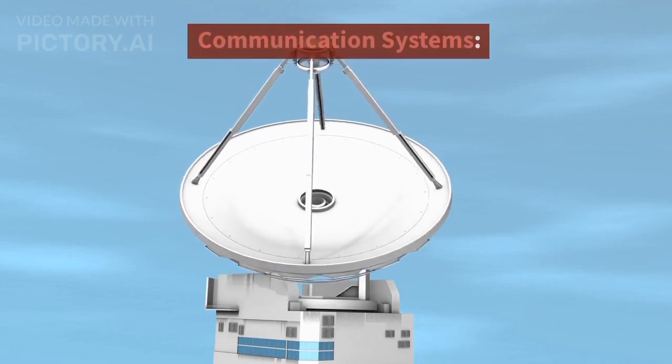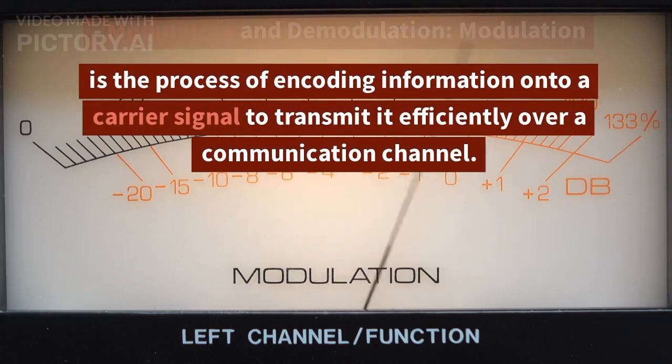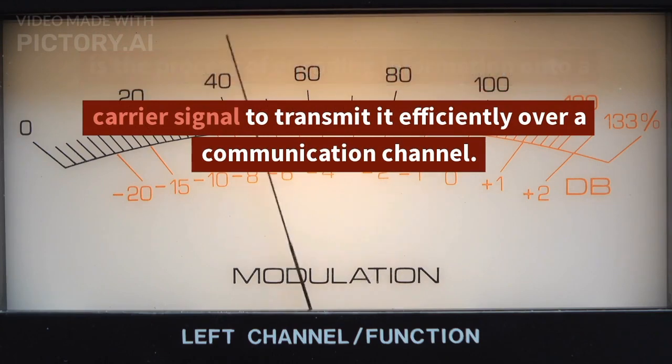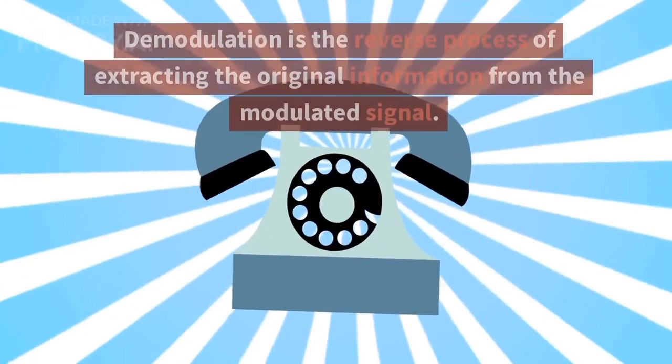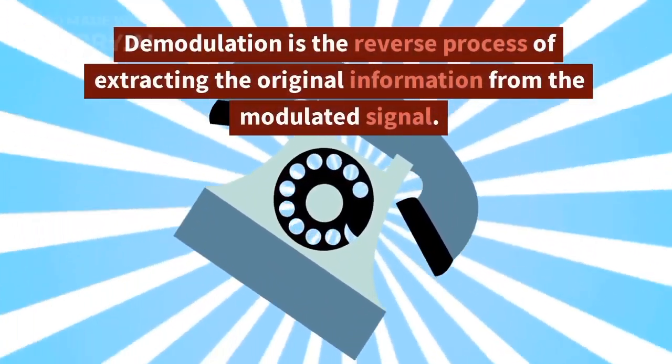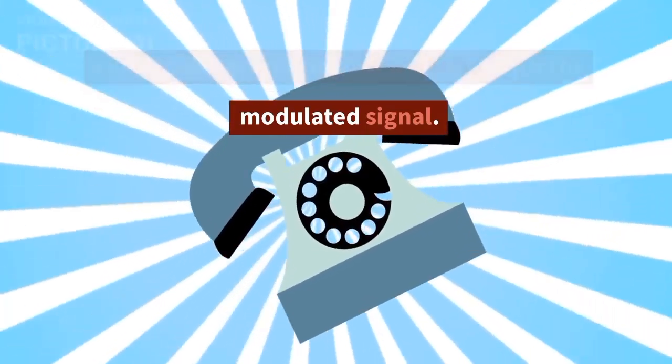Communication systems. Modulation and demodulation. Modulation is the process of encoding information onto a carrier signal to transmit it efficiently over a communication channel. Demodulation is the reverse process of extracting the original information from the modulated signal.